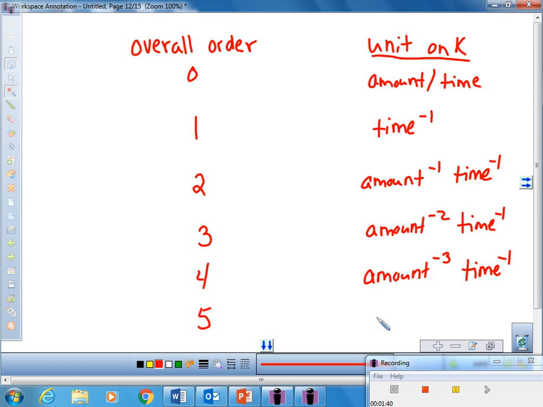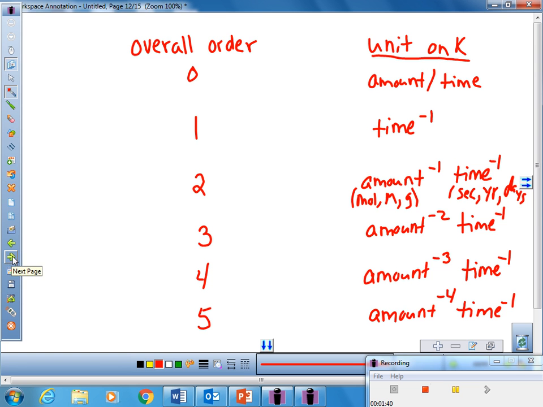If you had a fifth order, you would get an amount to the negative 4 and a time to the negative 1. Definite pattern going. So when I mean amounts, again, that is like moles or molarity or grams. And time is going to be seconds, years, days. It's going to be some sort of time amount. So that's what we're going to see for the units. And if you go back and look at the two examples that we did, you'll see that holds true.